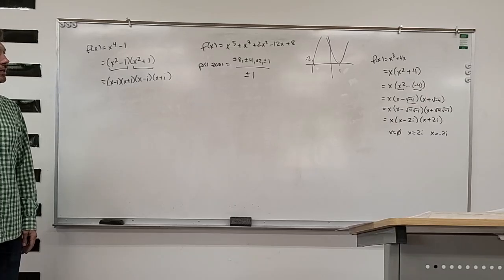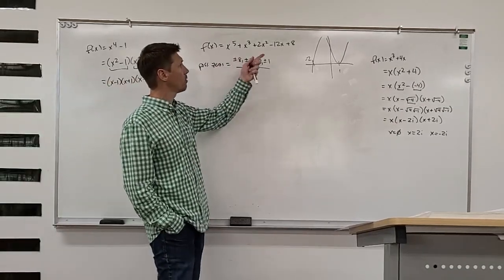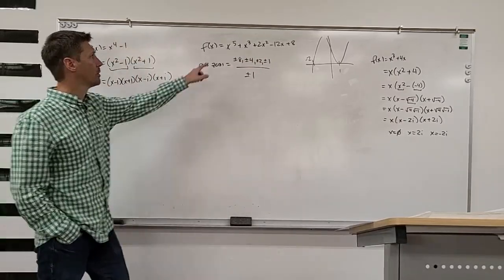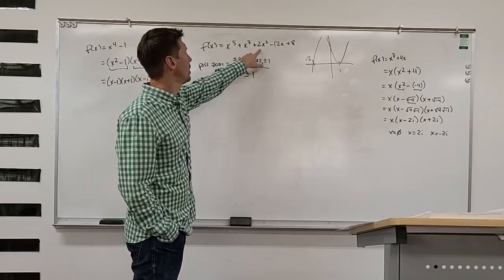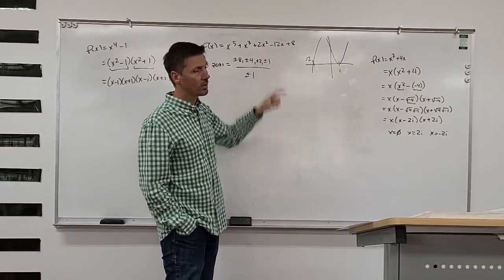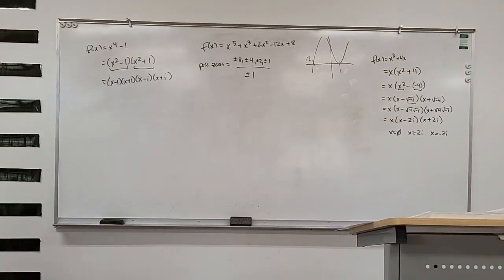Now, if I know it's a 0, I can check 1, and I can plug in the 1 here, and I can do that one much easier. 1 plus 1 is 2, plus 2 is 4, 4 plus 8 is 12, and 12 minus 12 is 0. So I know that 1 is a 0, but that's not going to help me figure out if it's a 0 with a multiplicity of 2.